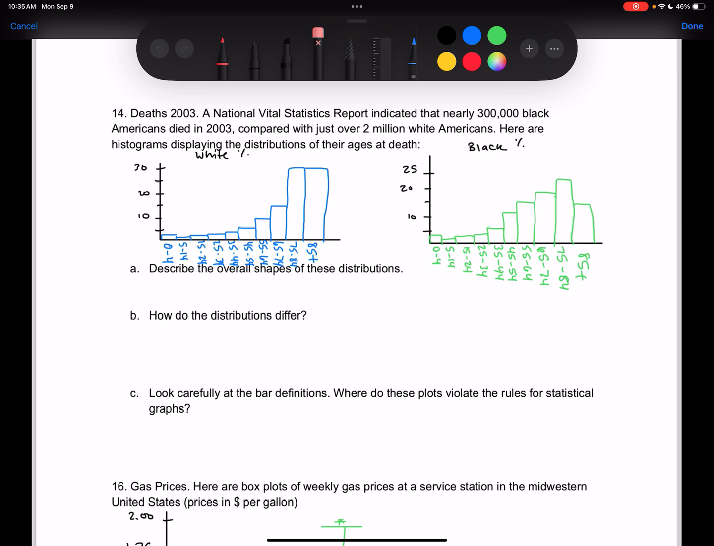So, a National Vital Statistics report indicated that nearly 300,000 Black Americans died in 2003, compared with just over 2 million white Americans. I thought I read that wrong. Here are histograms displaying the distributions of their ages at death. So describe the overall shape of these distributions. What do we see? Yep, unimodal, skewed left.